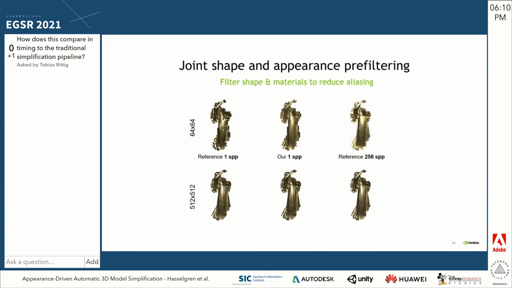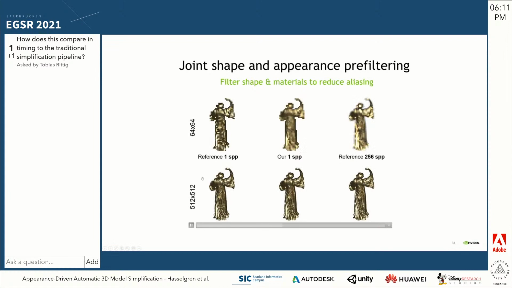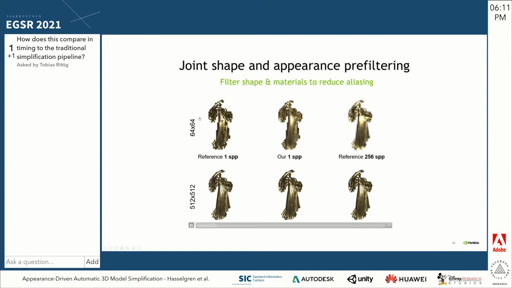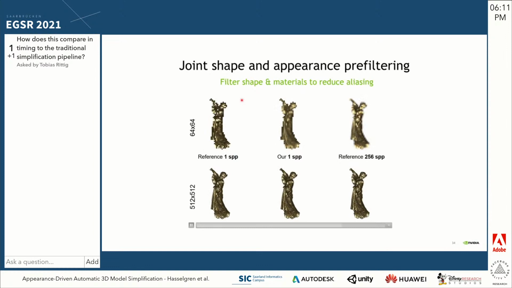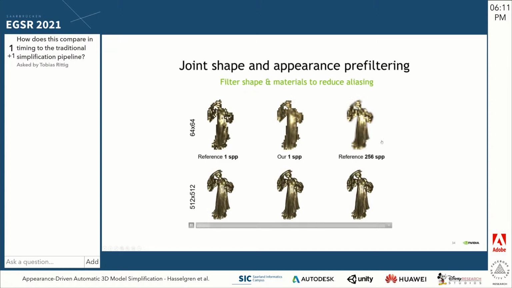Finally, we can do joint shape and appearance pre-filtering. So in the bottom row of the animation here, you can see a simplified mesh rendered at 512 by 512 pixels resolution. And you can see that it resembles the reference fairly well. But if we instead go to 64 by 64 pixels resolution, the reference starts to alias a lot. So just by changing to a reference with a high sample count, we can create this pre-filtered mesh in the middle, which you can see aliases a lot less and has a lot less temporal artifacts.